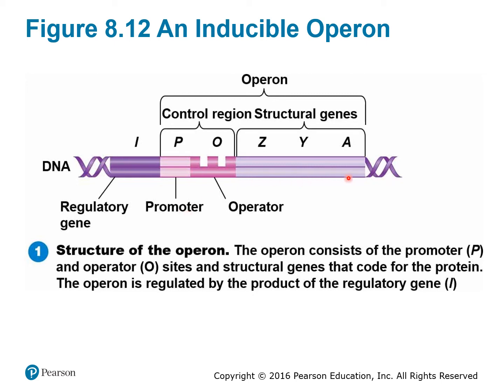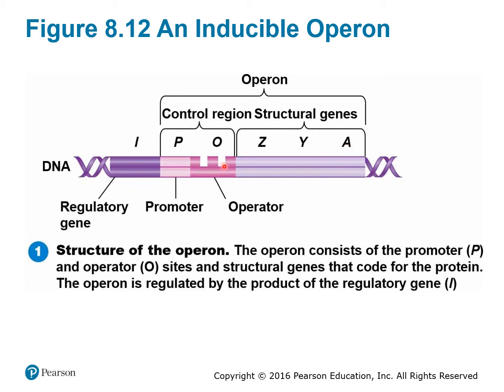It's double-stranded. There's usually a region within the DNA sequence that's known as the regulatory gene. And then comes the promoter. Then comes a region known as the operator. And then comes the structural genes. And these genes, they are usually transcribed and translated together.